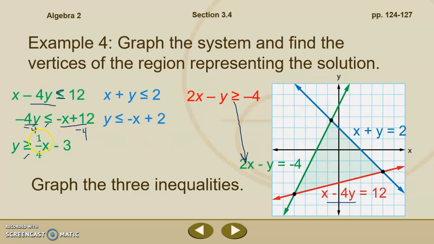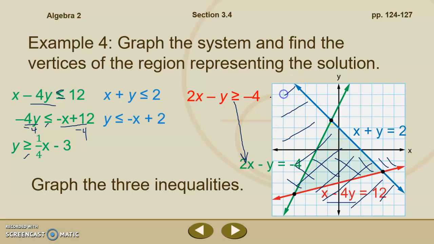Okay, let's take a look at these. We've got y is greater than or equal to 1/4 x minus 3. That's this right here, and it's greater than or equal to, so we're going to shade above this way. We've got y is less than negative x plus 2. That's this one right here because it's less than. We're going to the left, so I'm going to just do lines here.